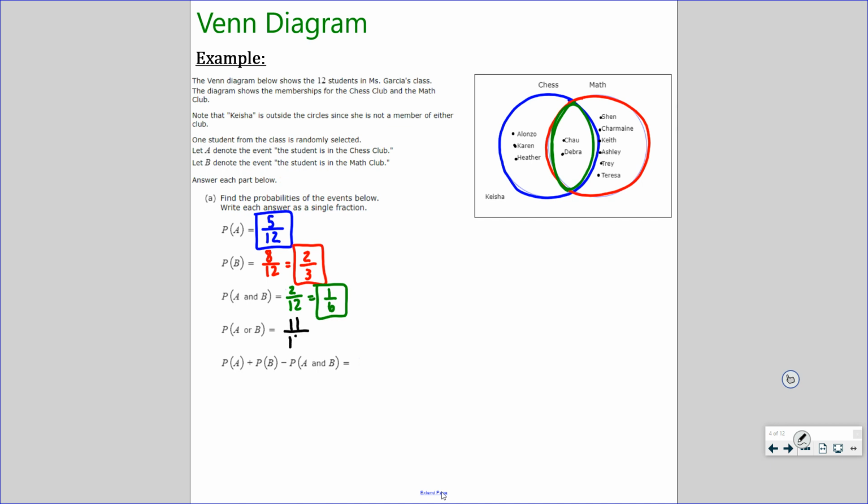Would you count the ands though? Yeah, because technically they're still in one or the other. Good question. Yep. Basically, the only one that's not in one or the other is Keisha. So you could also do like the complement if you want. 1 minus everybody who's not in either. 1 minus 1 out of 12 will give you 11 twelfths.